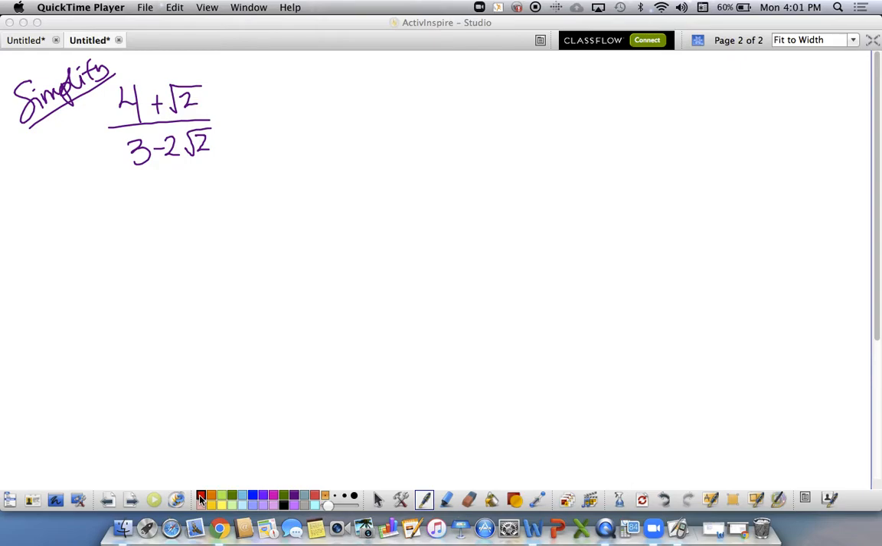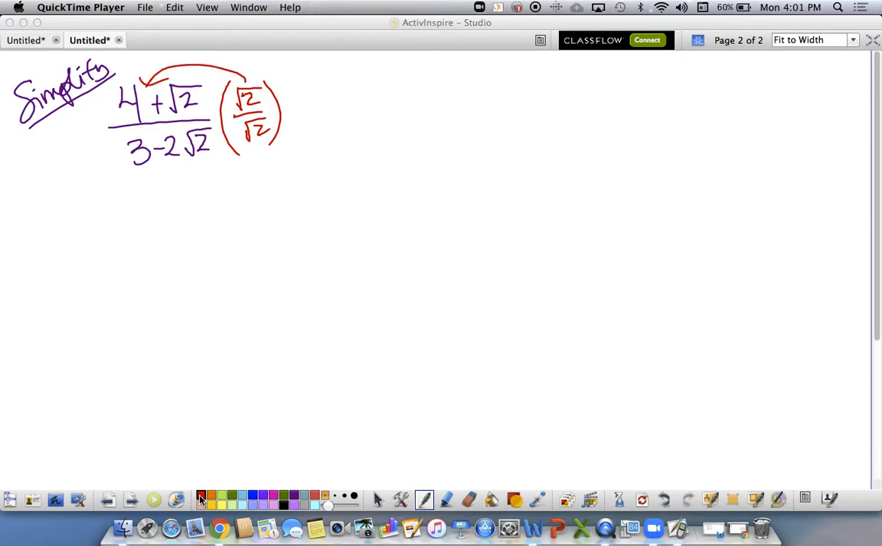Now, the big question is, can I simply multiply by the square root of 2 over the square root of 2 and get the square root of 2 out of the denominator? Is that possible? Well, there's something that we have to do that we've done several times. Maybe you've paid attention and maybe you haven't. We must distribute things, right?